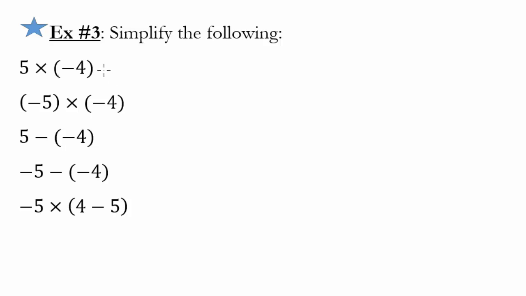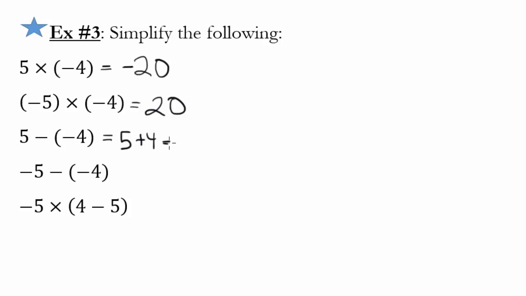So 5 times -4, a positive times a negative will yield a negative value. So that'll be -20, okay? -5 times -4. Okay, that's going to be +20. So a negative times a negative is equal to a positive, right? The enemy of my enemy is my friend. It's one way of thinking about it, okay? 5 minus -4, okay?